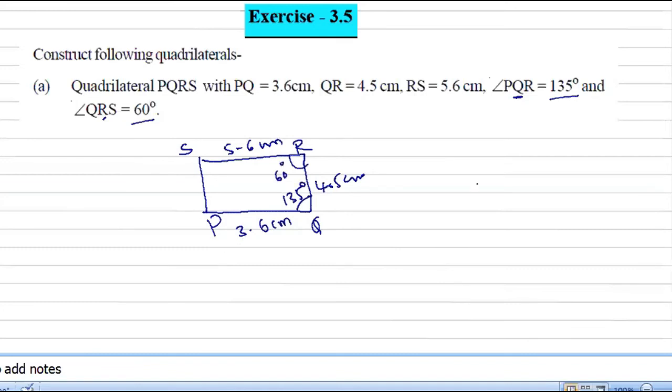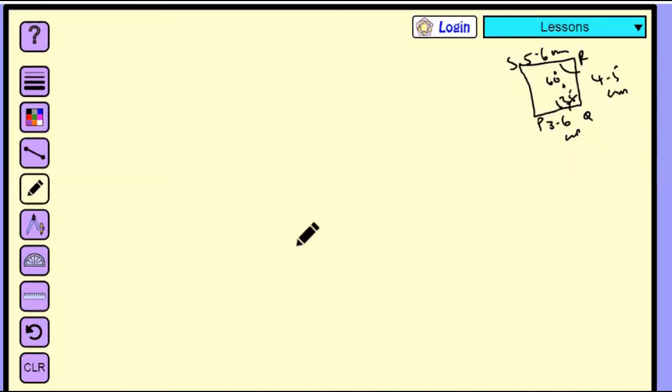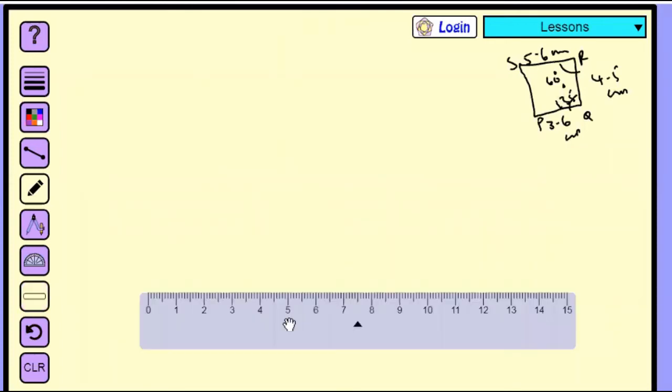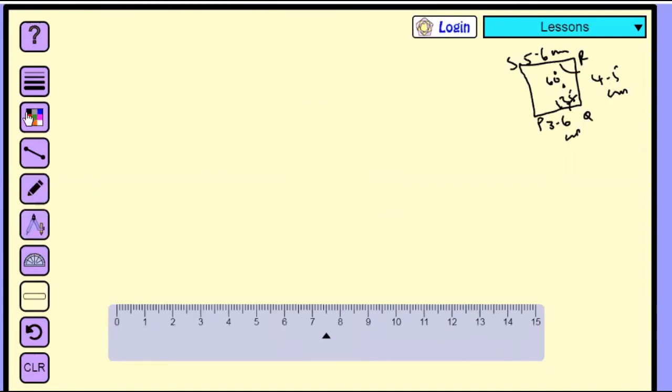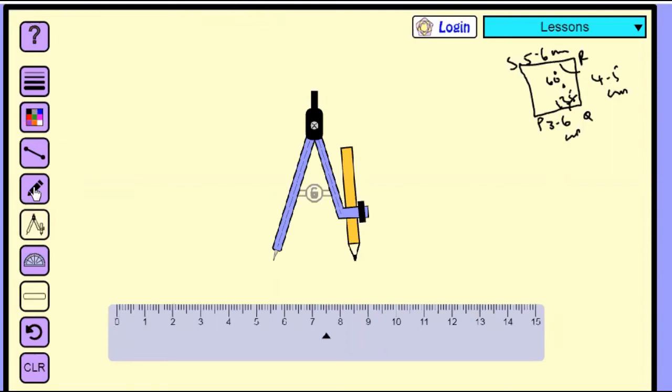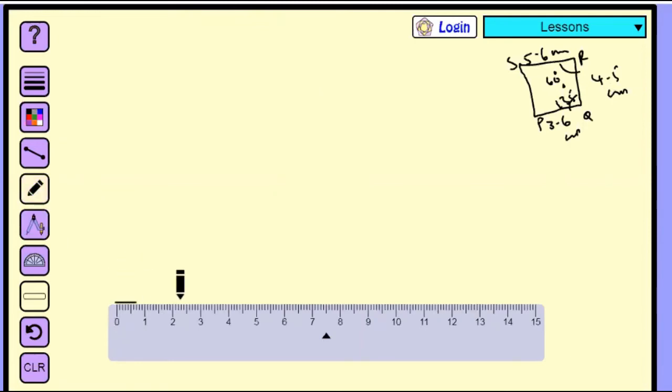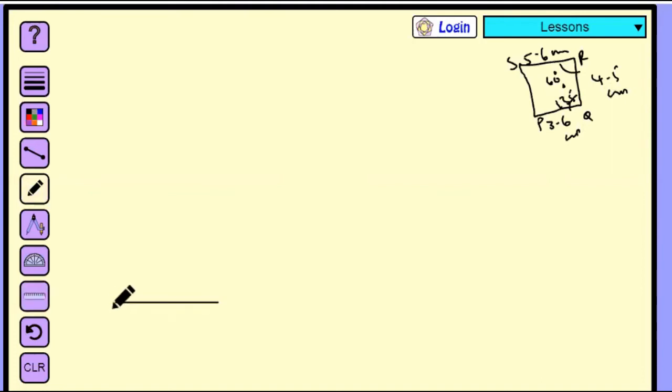Now we are going to consider the triangle PQR by using the property of side, angle, side. So we have to complete the triangle PQR. Now let's go to the construction part. Draw a line segment PQ of length 3.6 centimeters. Remove the ruler and write the dimension, that is PQ 3.6 centimeters.